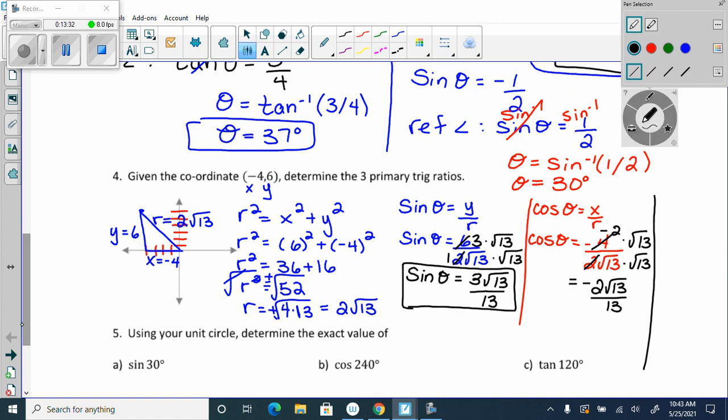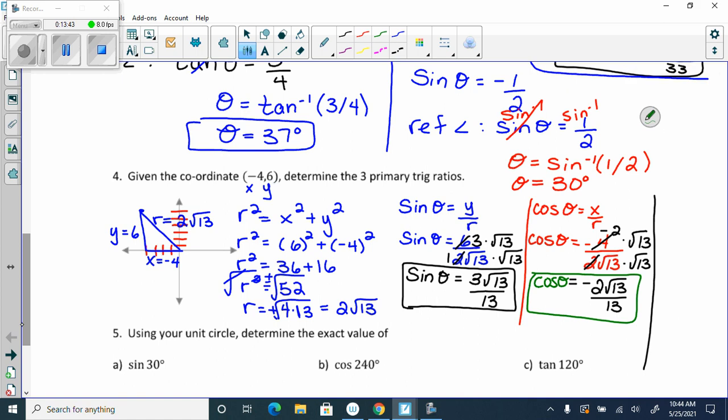And all we have left is tan. Tan is nice because tan is y over x, and y over x in this case is just numbers. There's no radicals, right? So when you're given a coordinate, tan is the easiest one to get, because you're already given the y and the x. Tan theta is y over x. So tan theta is 6 over -4. So tan theta equals -3 over 2. And you can take a 2 out of both.